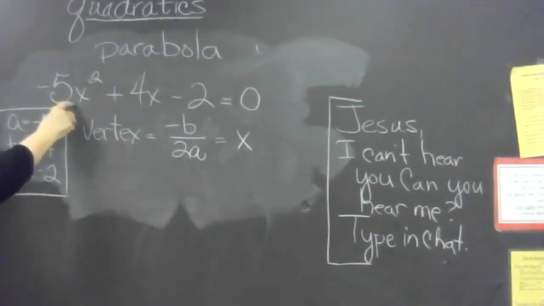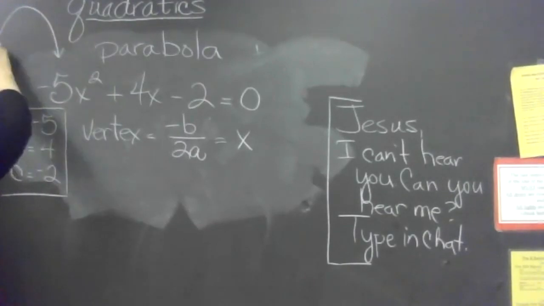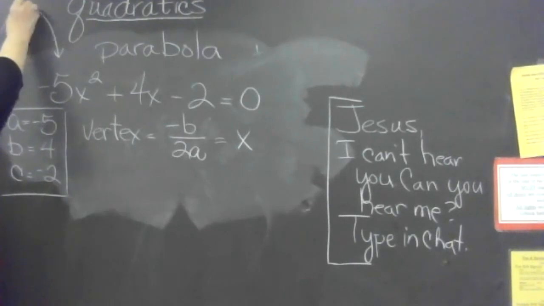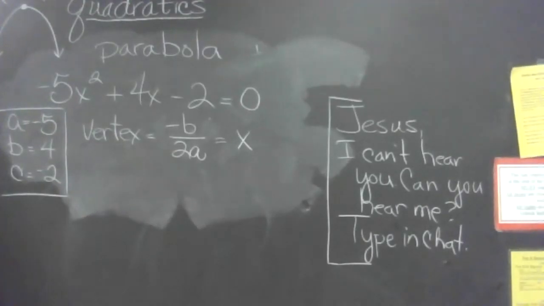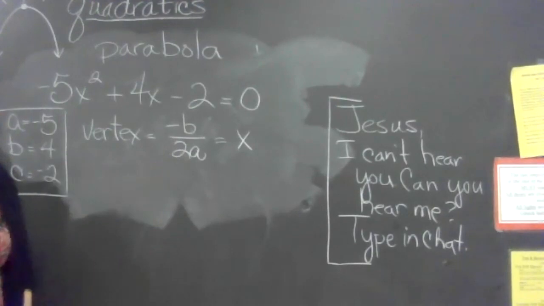Now, this particular parabola is going to go like this, okay? And the reason it goes like that is because there's a negative out front. So we're going to be finding the maximum, which is the vertex, okay? Now that point, if it's a point on the graph somewhere, has an X value and a Y value, right? Well, this will find the X value.